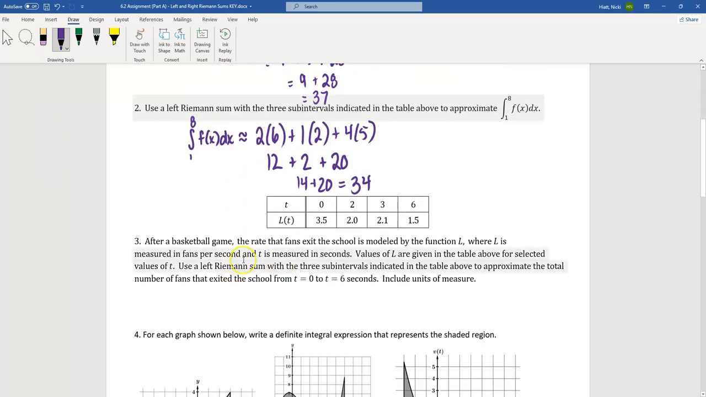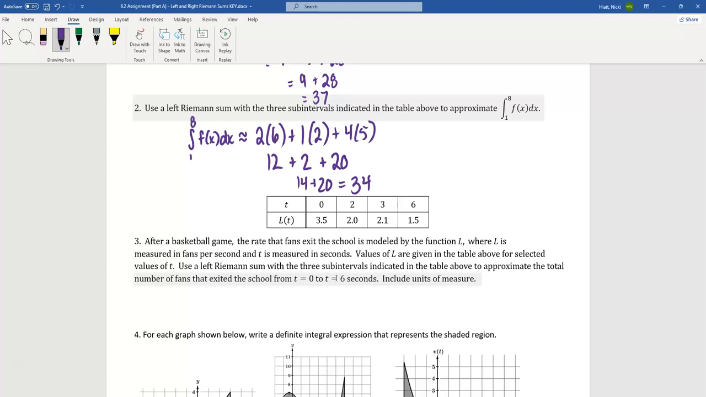Now, I told you not really to worry about context so much for 3. But now that we have learned about context, we want to add that in right here. So after the basketball game, the rate that fans exit the school is modeled by the function capital L, where capital L is measured in fans per second, and T is measured in seconds. Values of L are given in the table above for selected values of T. Use a left Riemann sum with 3 subintervals indicated in the table above to approximate the total number of fans that exited the school from T equals 0 to T equals 6.